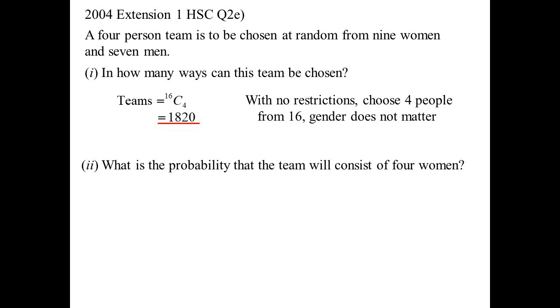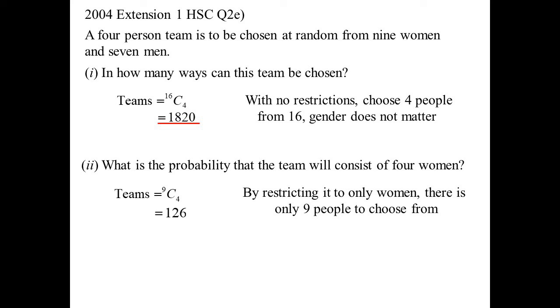Part 2 then said, well, what's the probability that the team will consist of 4 women? So from the 9, we're going to choose 4, 126. But they've asked for the probability, so let's put it together. 126 out of 1,820. There's a 9 in 130 chance of that happening.